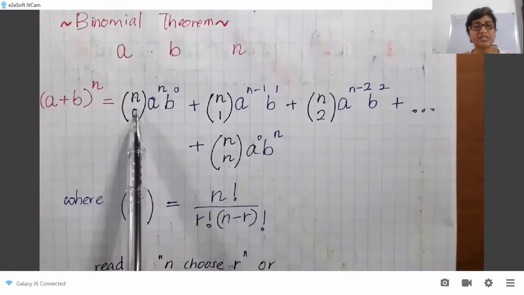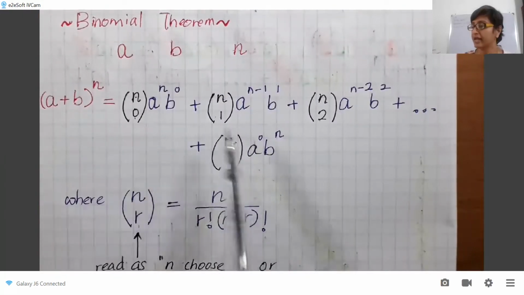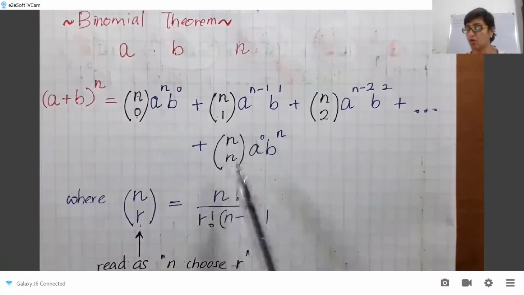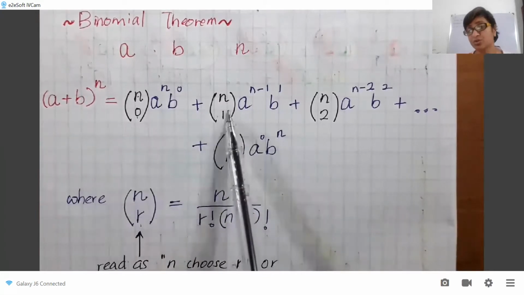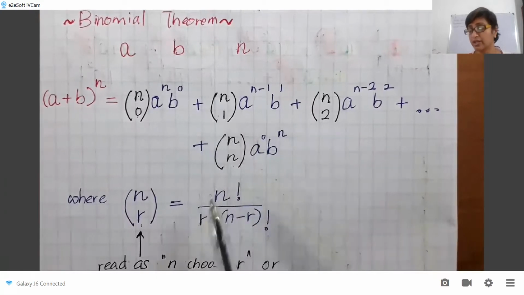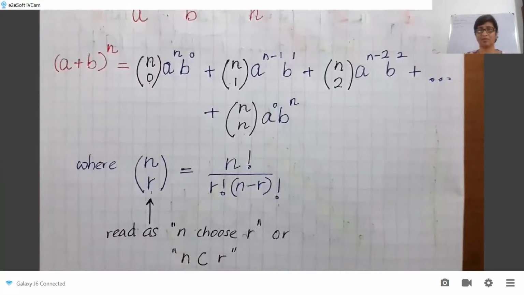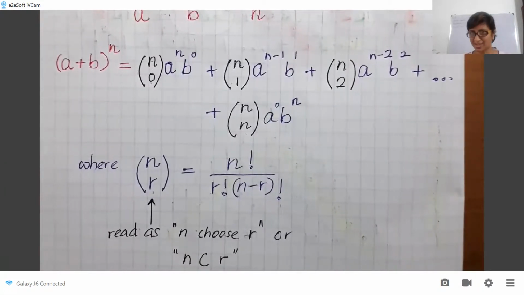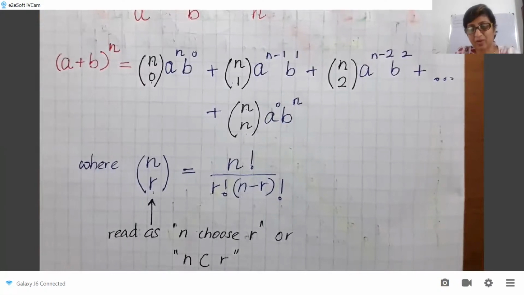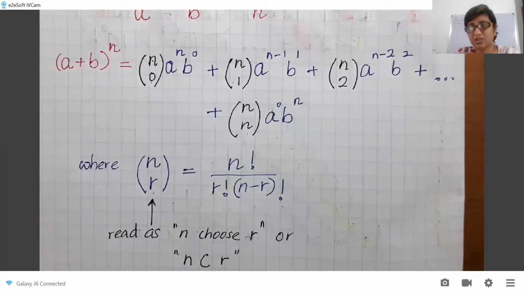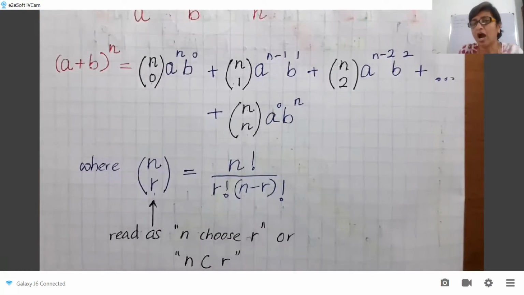So this is n c 0, this is n c 1, n c 2, n c n, or n choose 0, n choose 1, n choose 2, and n choose n. Now you should be thinking, where did that come from? Choose, what are we choosing here? This comes from a topic called combinatorics, combinations and permutations. This n choose r formula tells you how many ways you can choose r objects out of n objects.